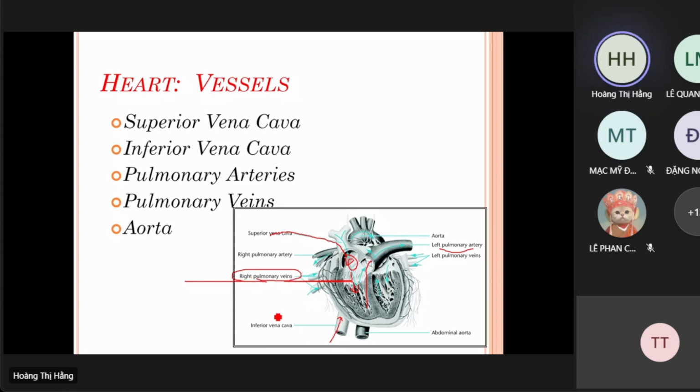Oxygen-rich blood will flow from the right pulmonary veins.